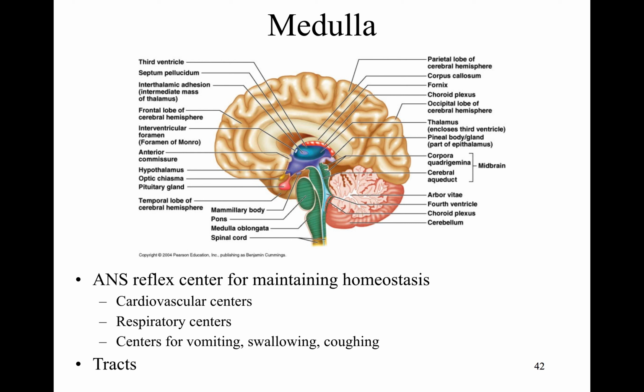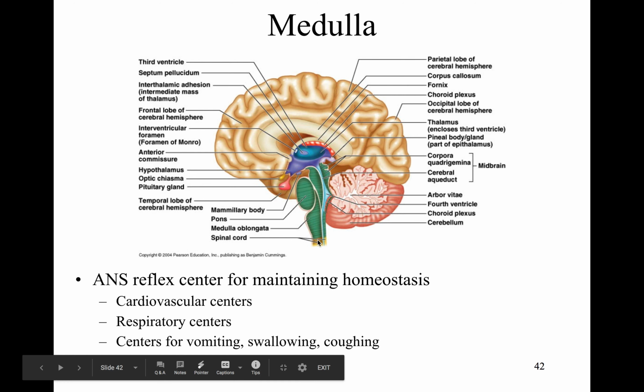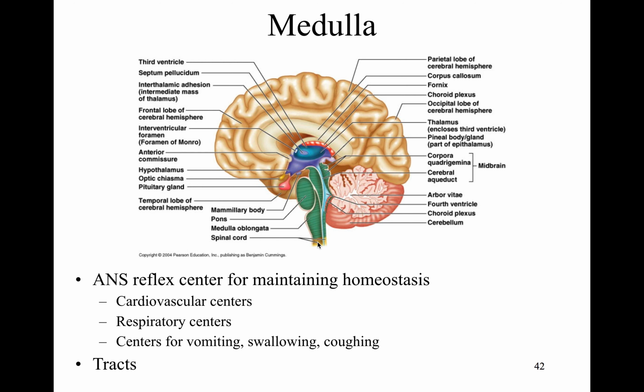The medulla also contains a series of tracts. The medulla is continuous with the spinal cord inferiorly. So those large pyramidal motor tracts extend down from the brainstem through the medulla oblongata into the spinal cord in order to carry that motor output to effector organs. So the medulla oblongata also contains tracts, or axons. Those axons are predominantly a part of those large pyramidal motor neurons.